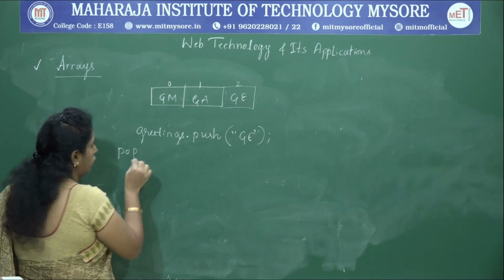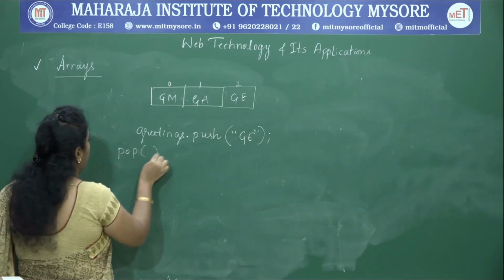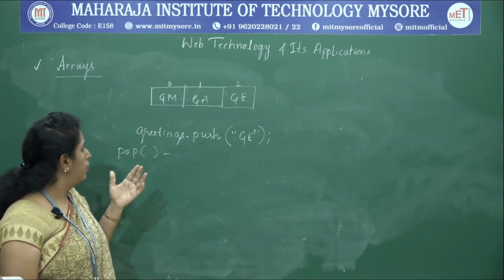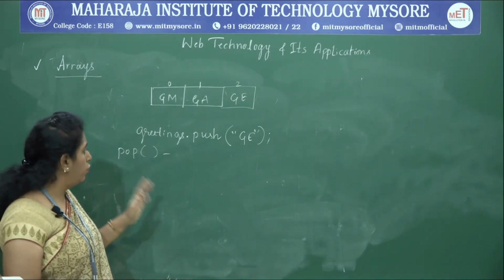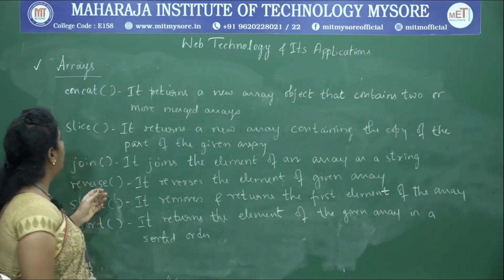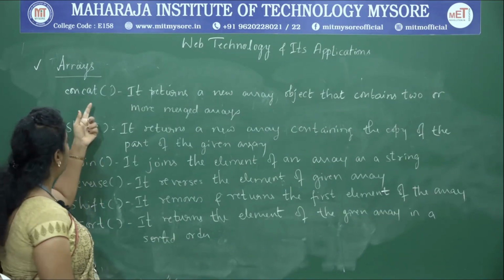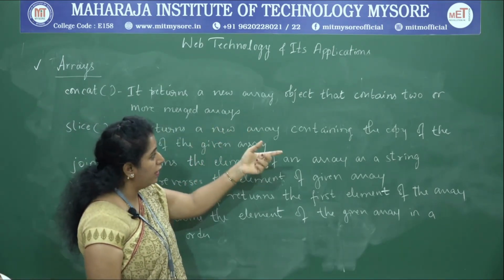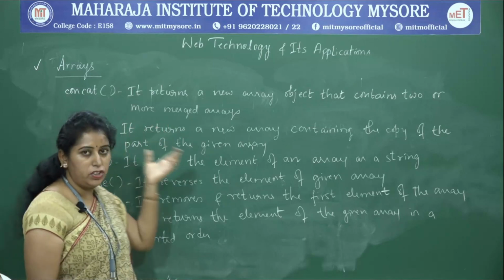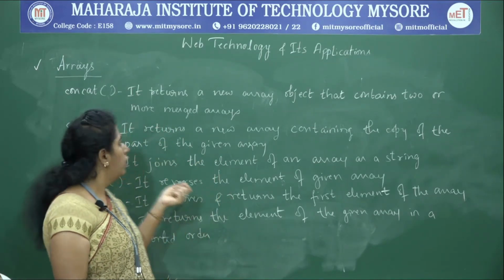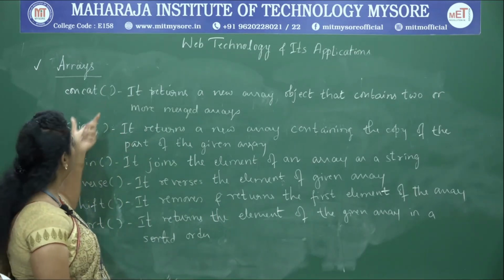There are many methods, that is pop. What is pop going to do? Pop is going to remove an element from the array. That too, it removes the last element of an array. Some of the additional methods are concat. It returns a new array object that contains two or more merged arrays. So two array contents can be merged using concat.